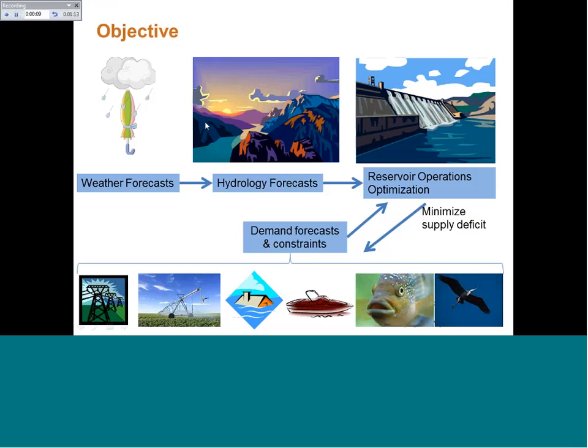It all starts very simply with weather forecasts, and we transfer some information. The weather forecasts are transferred to hydrology models, and the data that are being transferred are usually temperature, precipitation, potential evapotranspiration, wind. Those are spatially distributed data, and they force, in my case, a hydrologic model, and we create hydrology forecasts. The hydrology forecasts are streamflow forecasts.